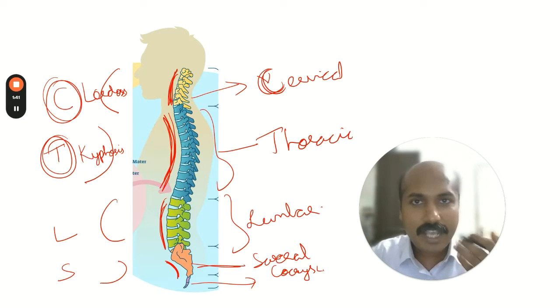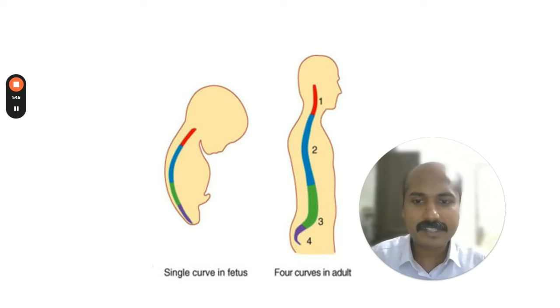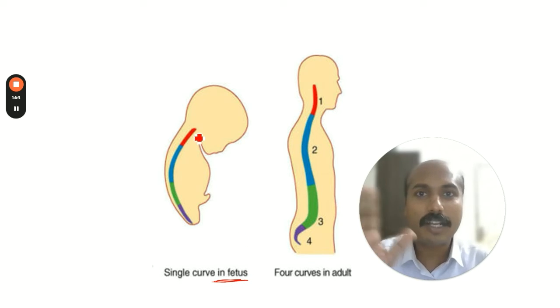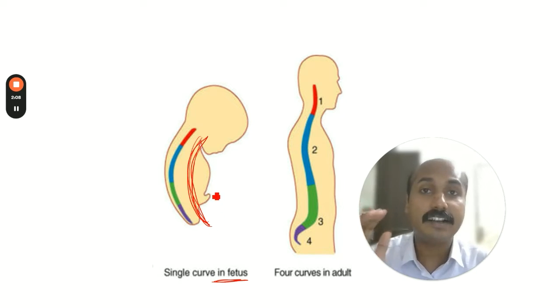To understand that, we have to look at how this vertebral column was in earlier life. So let us have a look at how the vertebral column was when we were a fetus. In the fetal position, you can see that there is no convexity-concavity alternation here. So you have only anterior concavities. That means you have only an anterior kyphosis.